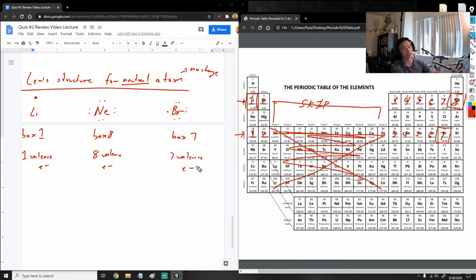So just make sure you keep that in mind. Drawing the Lewis structures for neutral atoms is really, really easy and really, really simple. All you need to do is count boxes. The only thing you need to remember is that you skip this big section right here.